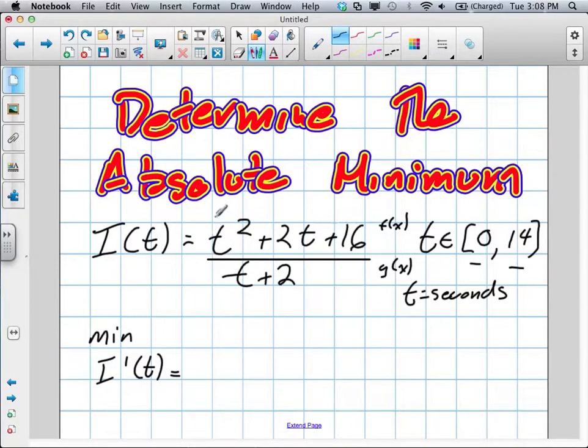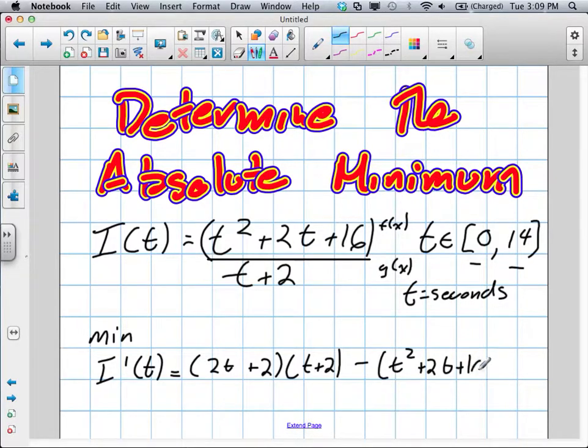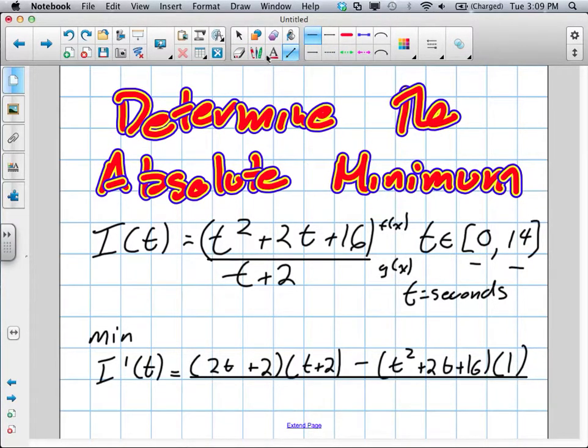For f prime of t, we find the derivative of the top. Well, derivative of the top is 2t plus 2 times the original bottom, so that's t plus 2. Subtract the original top, t squared plus 2t plus 16, times the derivative of the bottom. The derivative of the bottom is just 1, and this is all over the original bottom squared, which is t plus 2 squared.